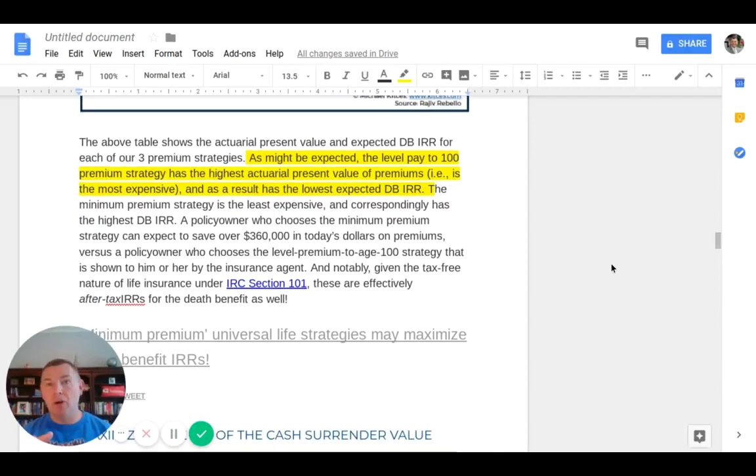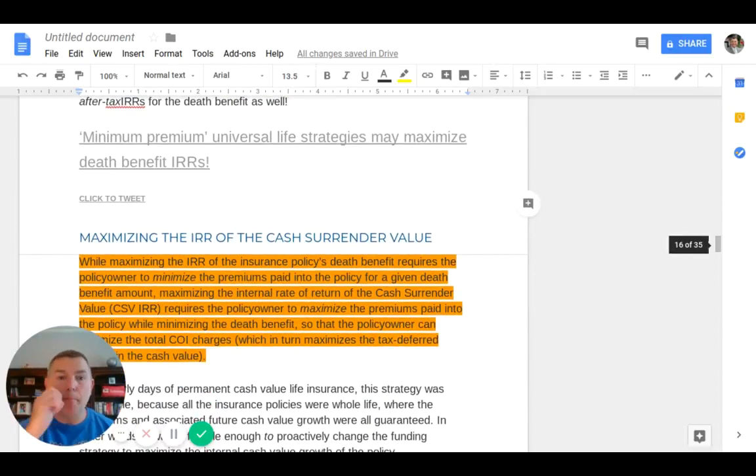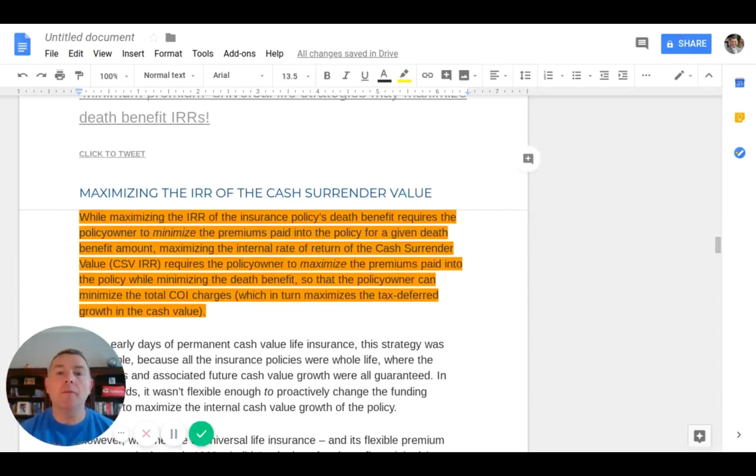So that's what I love about this guy, my man Rajiv, is he's not shying away from the fact that commissions eat up a lot of your cash value, which we'll talk about next time. Love it. Minimum premium universal life strategies may maximize death benefit IRRs. Man. So next time, maximizing the IRR of the cash surrender value.